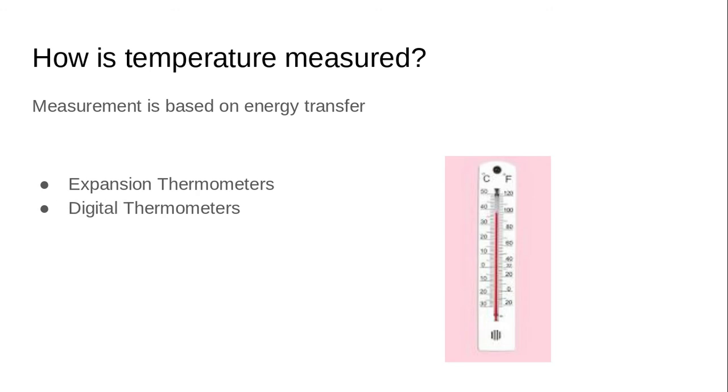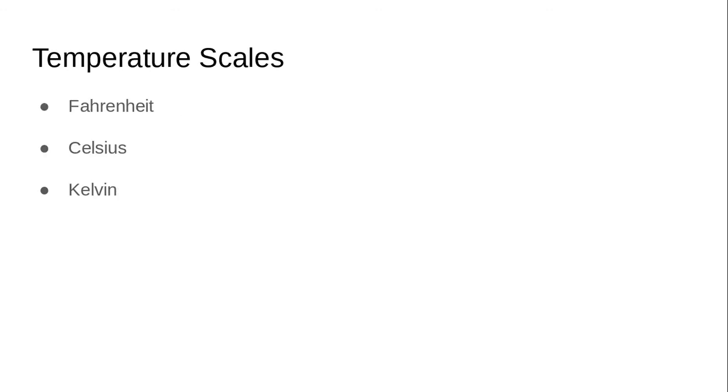We also have digital thermometers, which use little sensors to tell you what the temperature is. And these measure temperature using different temperature scales. The one that you're very familiar with is the Fahrenheit scale, which we use in the United States, but most places don't. We don't use the metric system. Most other countries in the world use the metric system, which measures temperature in Celsius. And then finally, we have a third temperature scale, which is the Kelvin scale.